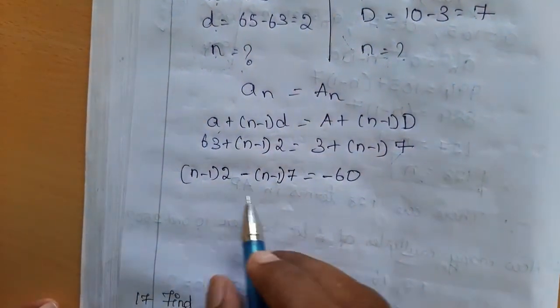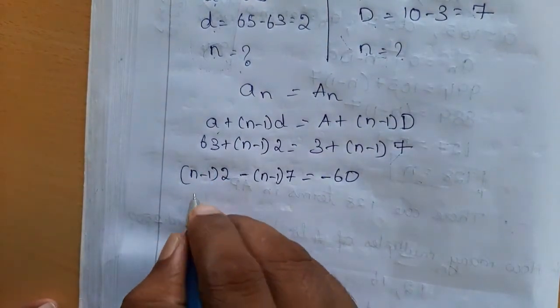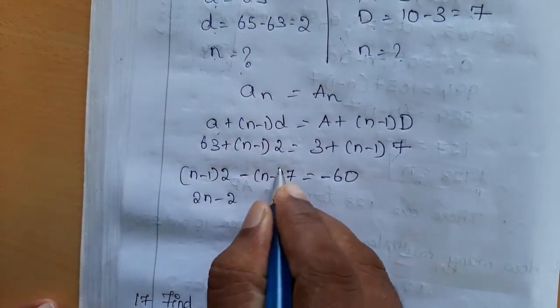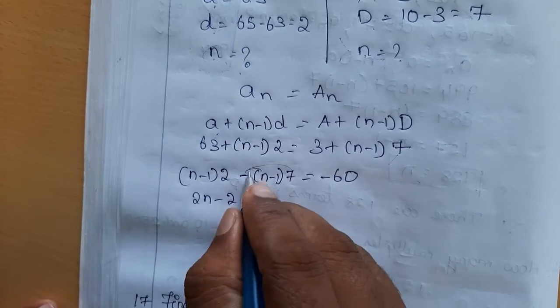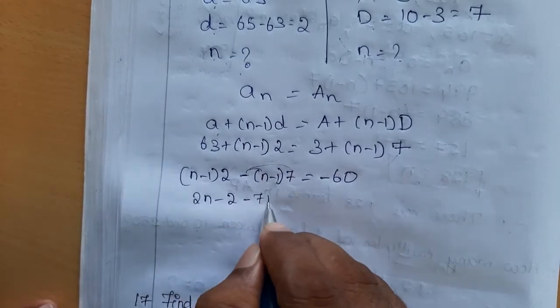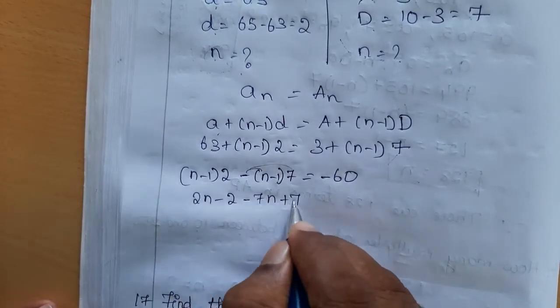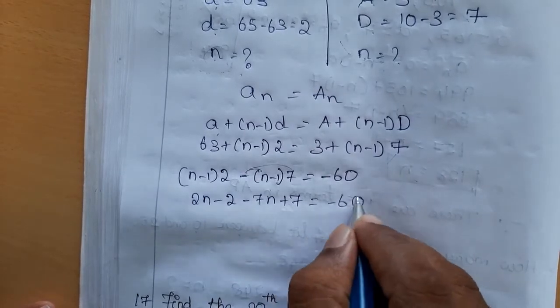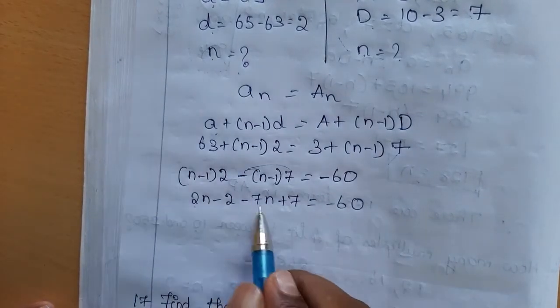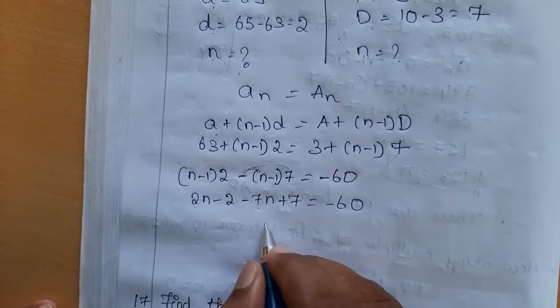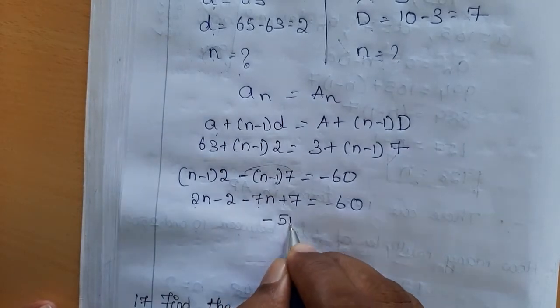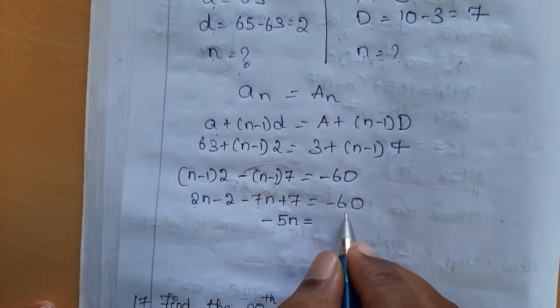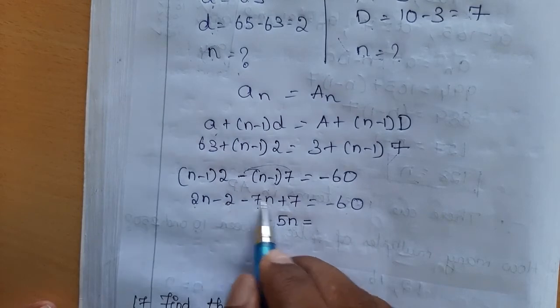Clear? Then here we will substitute inside. It will become 2n minus 2. Here minus into 7 also, right? Minus 7n minus into the minus plus 7 is equal to minus 60. So 2n minus 7n is minus 5n, which is equal to minus 60 minus 2 and 7.